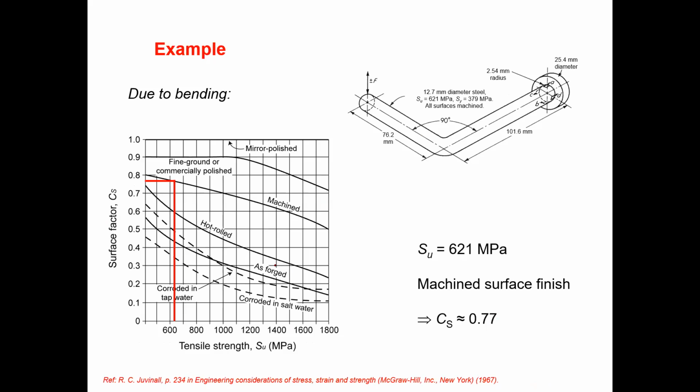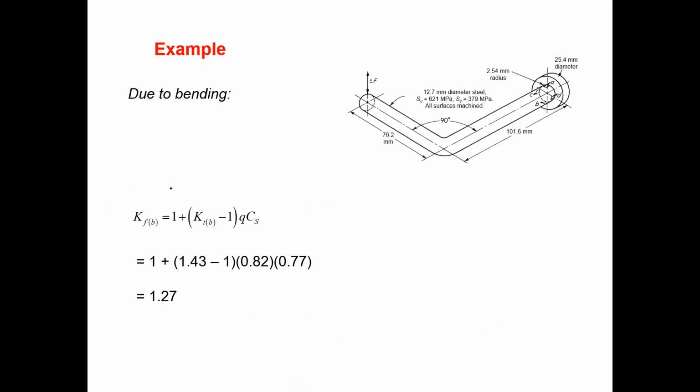CS also you need to find out. So CS is not going to change even though it's torsional or bending, it doesn't matter. So you can calculate, it is a machined sample, you can find out CS and then find out the KF due to bending. Okay. So due to bending, you can find the KF value using this equation. I hope you remember this equation. So then you have the KF value for bending.